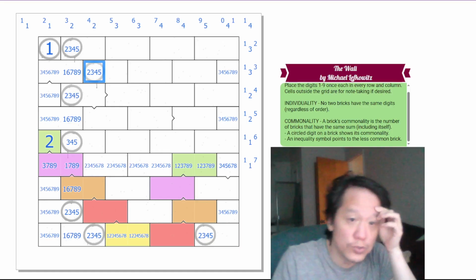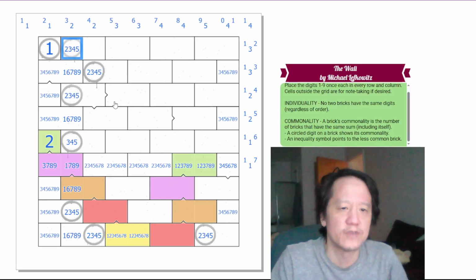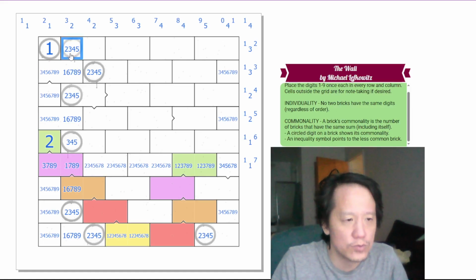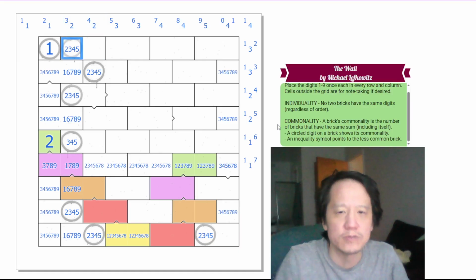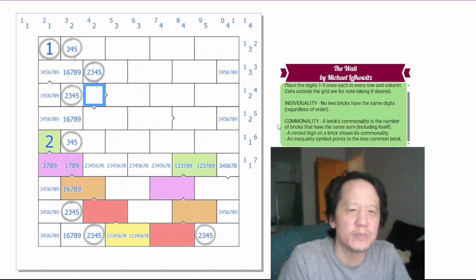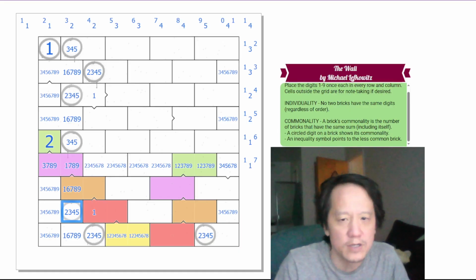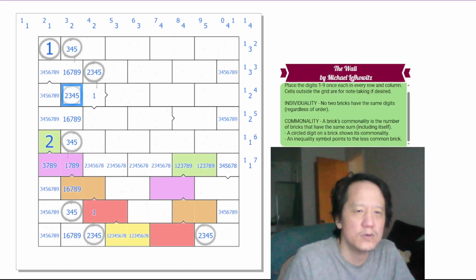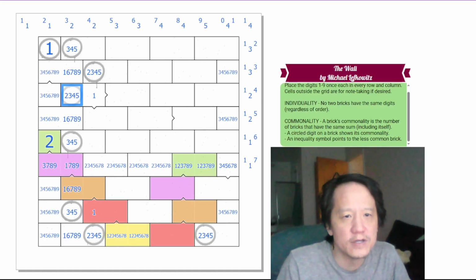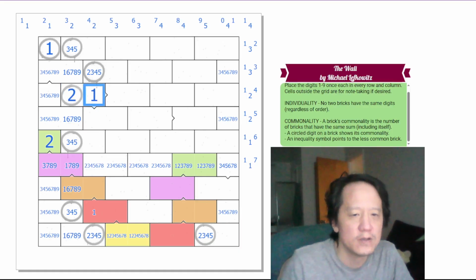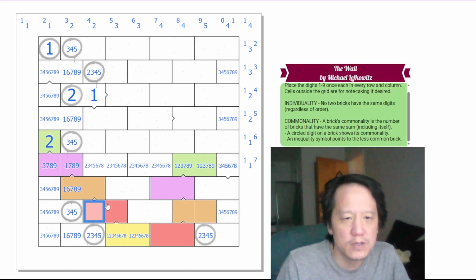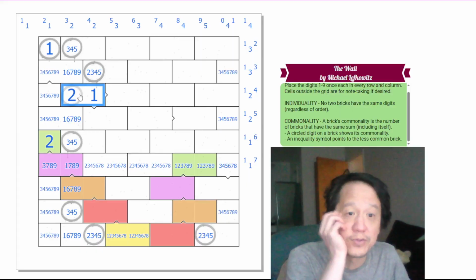Can it be 2? Can it be 2 here is kind of the question, right? If this is 2, it would have to be 2 and 1 to add up to 2. So this cannot be 2 and 1. Can this be 2 and 1? Possibly. So this is 2 and 1 here, 2 and 1 here. Okay, this can't be 2 and 1. So this has to be 2 and 1 then, which means this can't be 1. So this is 2 and 1. That's the only other 3 that's allowed.